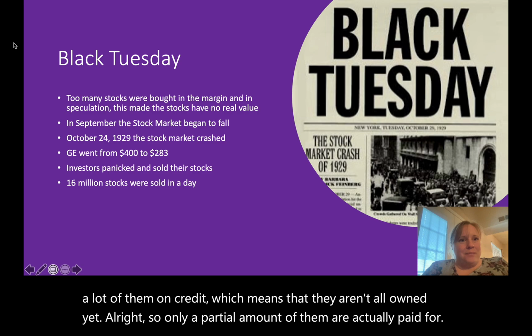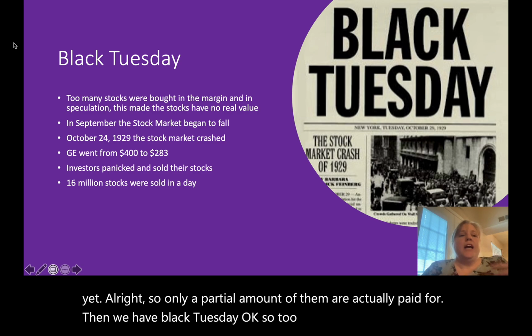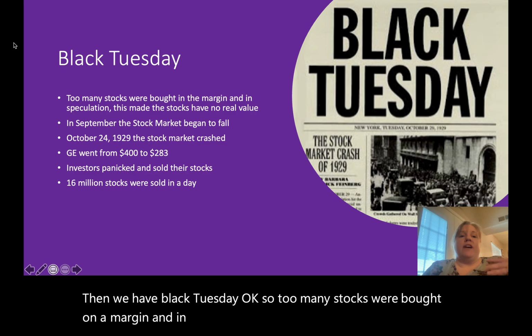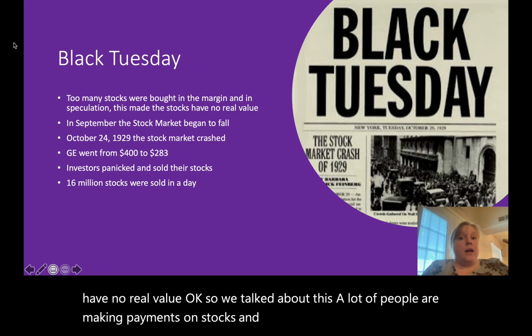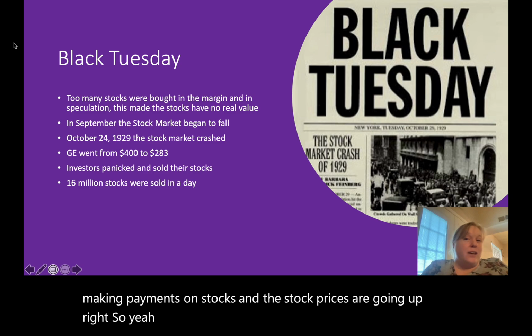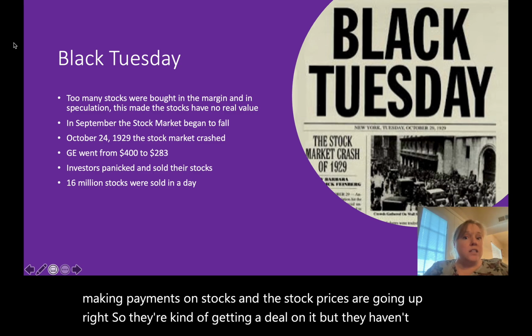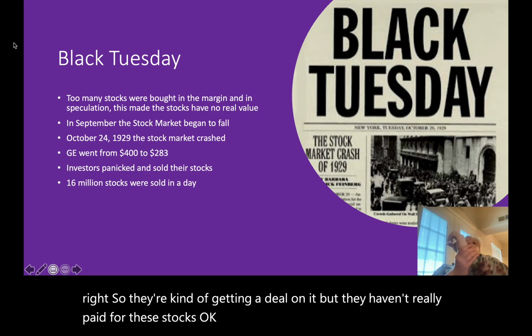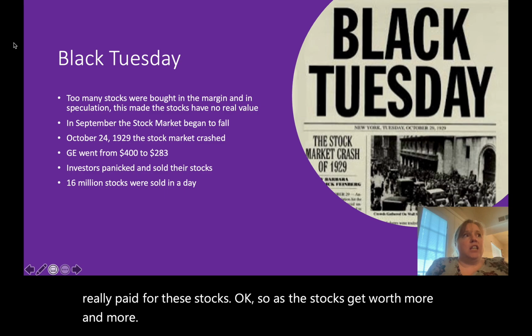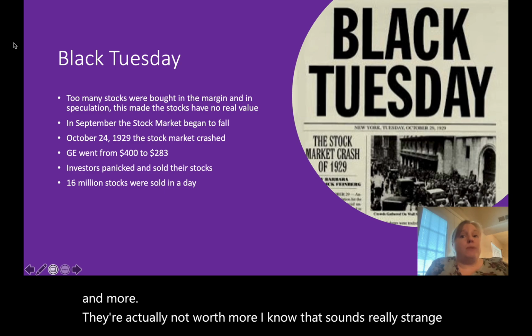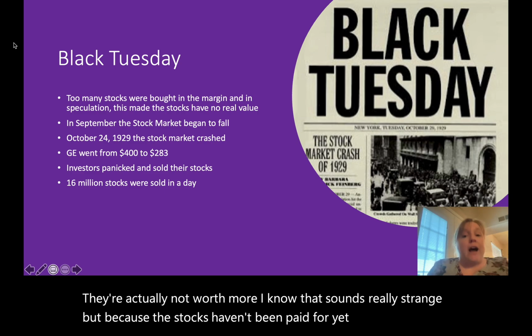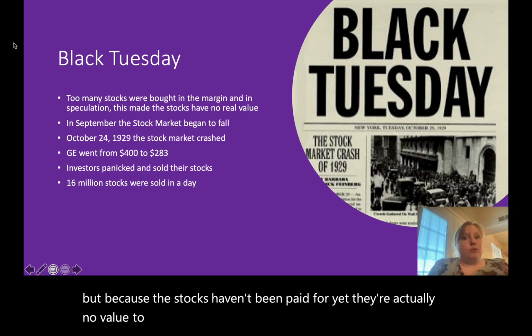Then we have Black Tuesday, okay? So too many stocks were bought on a margin, and in speculation, this made those stocks have no real value. Okay, so we talked about this. A lot of people are making payments on stocks and the stock prices are going up, right? So yeah, they're kind of getting a deal on it, but they haven't really paid for these stocks. Okay, so as the stocks get worth more and more, they're actually not worth more. I know that sounds really strange, but because the stocks haven't been paid for yet, there's actually no value to them. So this is causing some problems, right?